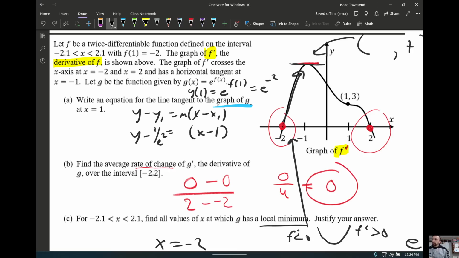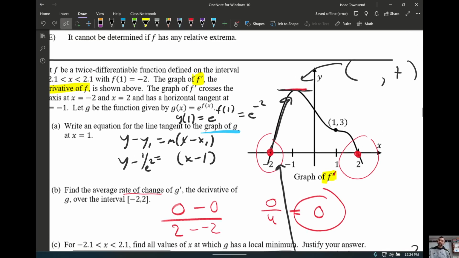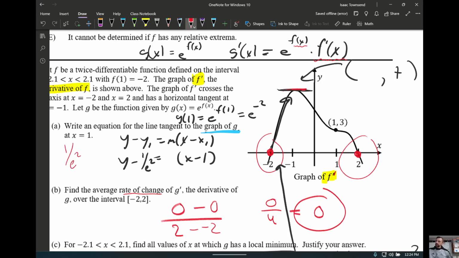Okay, what about the derivative though? If g is e to the f of x, what is g prime going to be equal to? Is it e to the f of x times f prime of x? That is absolutely what it is. Derivative of e to something is e to something, but because of chain rule, you need to come back and multiply by this. So if we plug 1 into this, well, I already did this. This was 1 over e squared times f prime of 1, which is 3. So 3 over e squared.